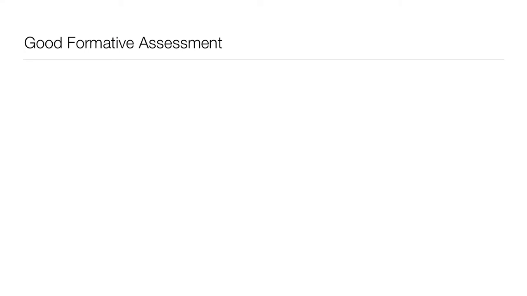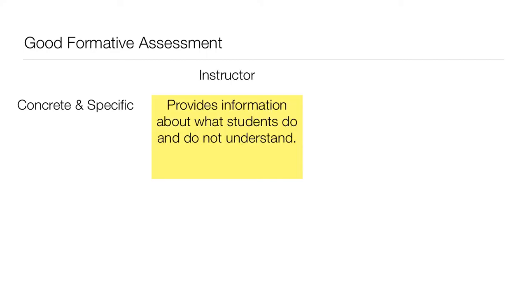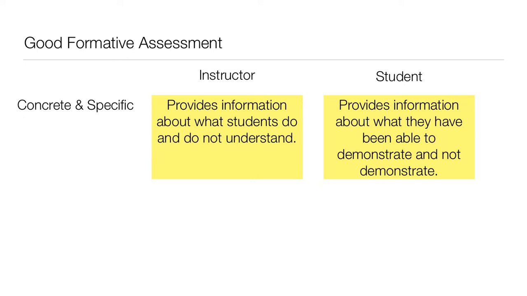So what does good formative assessment look like? Well, first of all, it has to be concrete and very specific. For the instructor, this should provide information about what students are getting and not getting, what's confusing to them, what pieces they are missing. For the student, it should tell the student what they've been able to demonstrate and not demonstrate. And I phrase it as demonstrate because sometimes the problem is about delivery or presentation rather than understanding. And good formative assessment will allow you to pull apart these two problems.